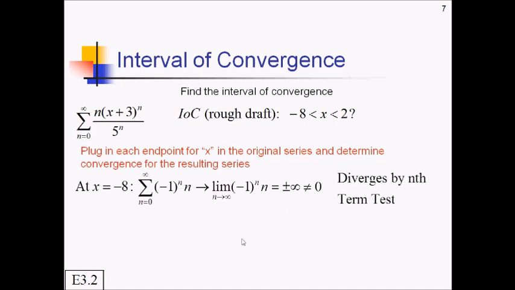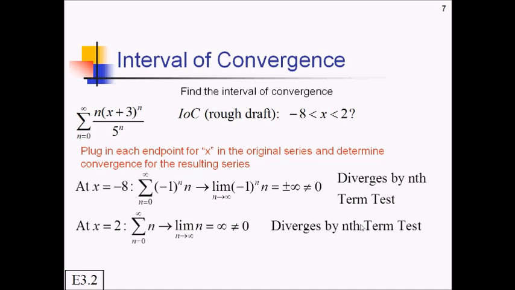All right, let's try the other endpoint out, positive 2. If I plug 2 in for x, that's going to be 5 to the n over 5 to the n, which is just 1. And we have an n left over here. So this is really just the summation, if I plug in x equals 2, of n. Well, if I take the limit of that as n goes to infinity, well, n goes to infinity. So that means, since that's not 0, this one also diverges by the nth term test.